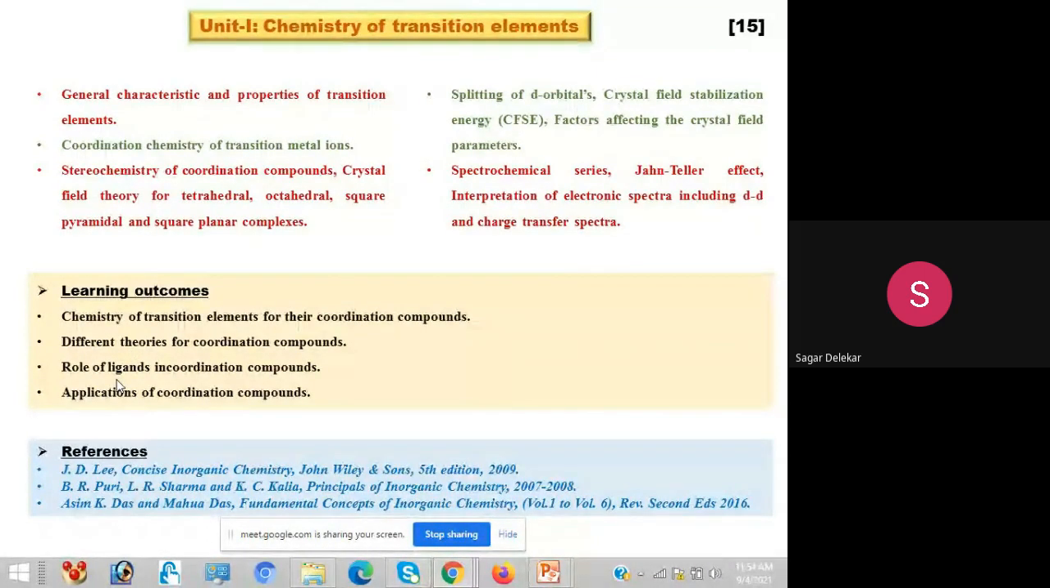Then the role of ligands in coordination compounds, because if you know the spectrochemical series, this series plays a very important role in how these ligands affect the different crystal field parameters. And then for the application part of coordination compounds, just highlight a few applications. You know chlorophyll, hemoglobin, cisplatin, transplatin; there are so many coordination complexes. So you highlight a few of them. So this is regarding the unit first, chemistry of the transition elements.